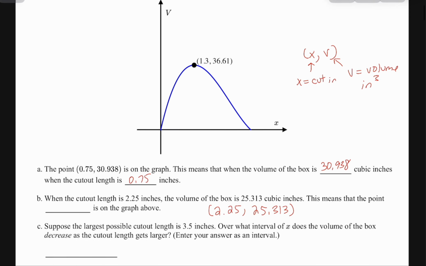Now, C says, suppose the largest possible cutout is 3.5 inches. Over what interval of X does the volume of the box decrease as the cutout gets larger? So it says that suppose the largest possible cutout length is 3.5 inches. So what that means is that over what intervals of X does the volume of the box decrease?